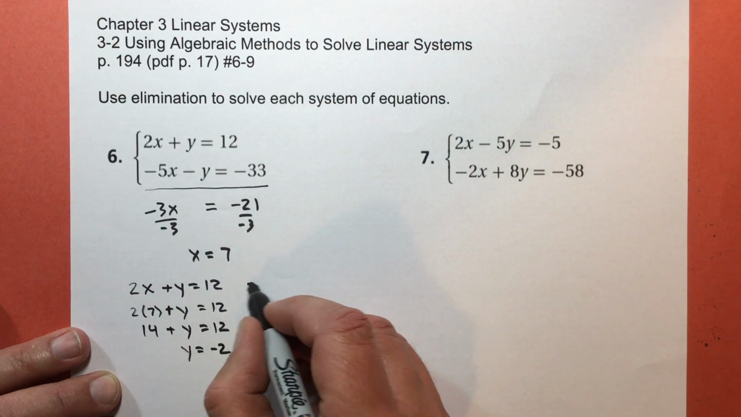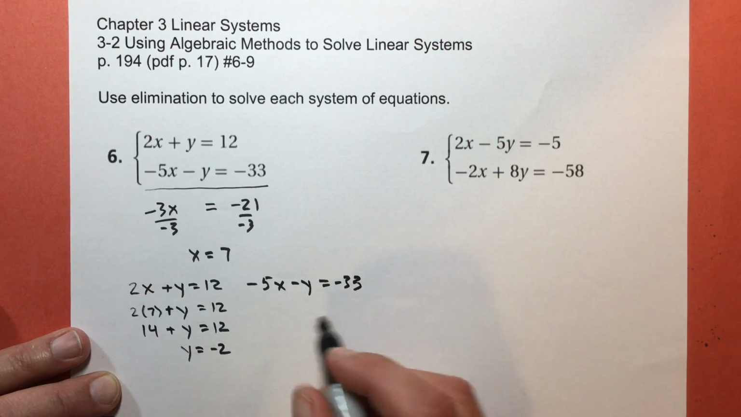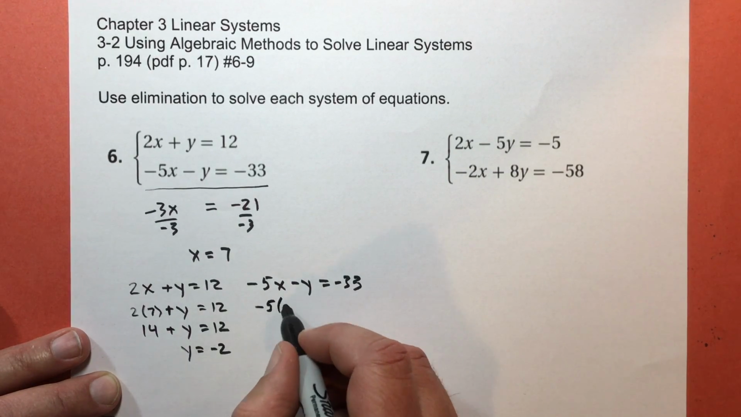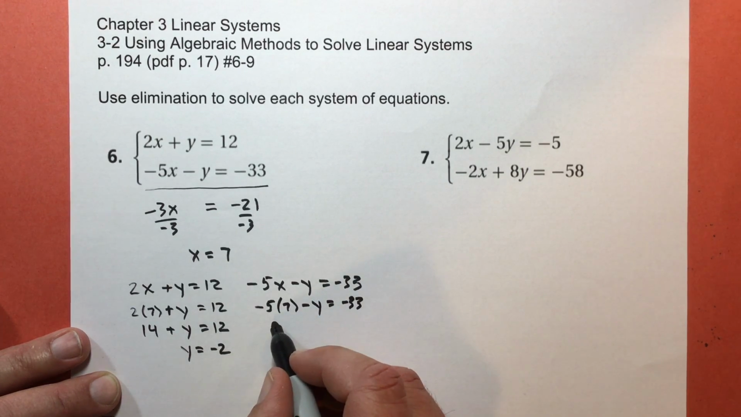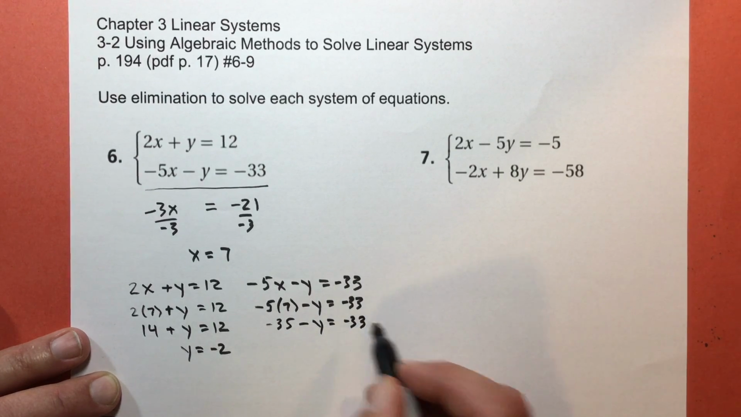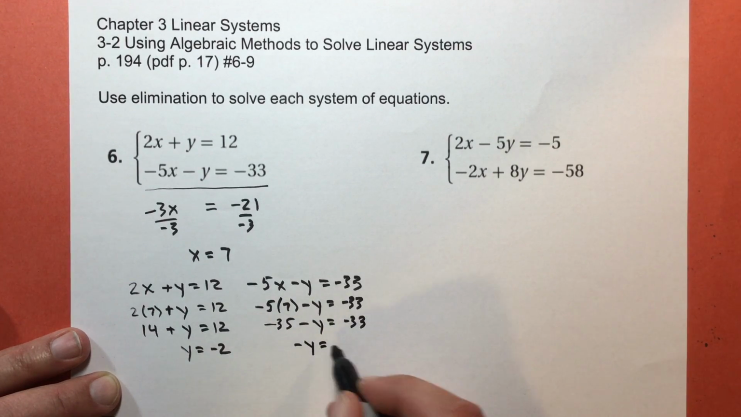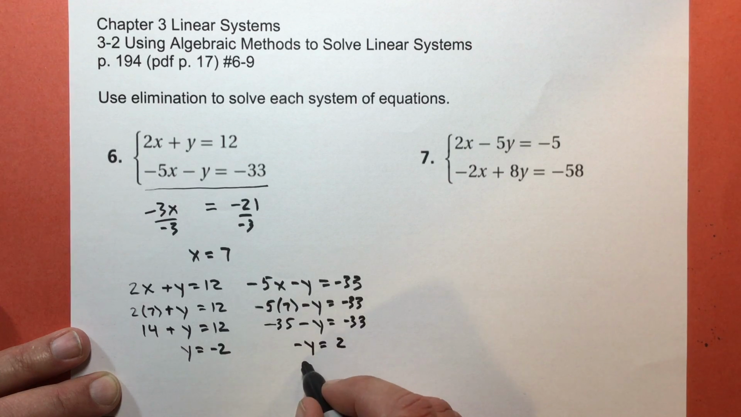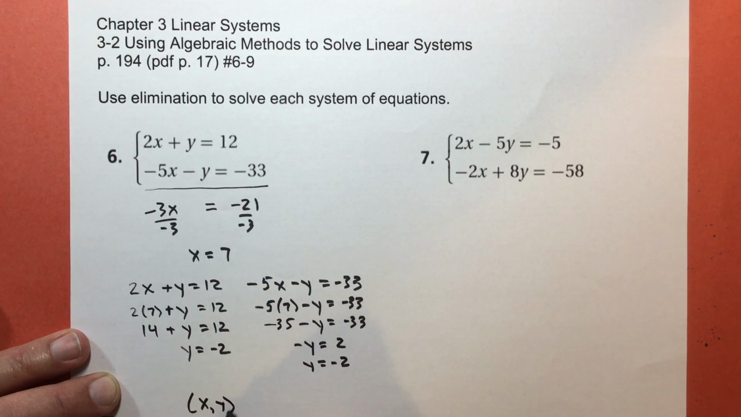Let's do the other one. Negative 5x minus y equals negative 33. Negative 5 times 7 minus y equals negative 33. This is negative 35. And if I add 35 to both sides, I get negative y equals positive 2. And of course y is still going to be negative 2. So since I got the same thing in both of them, I know I've got the correct answer. So my solution is 7, negative 2.